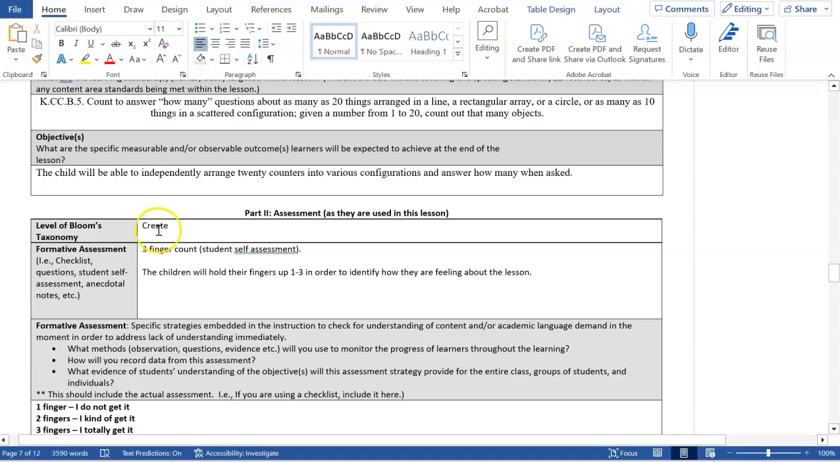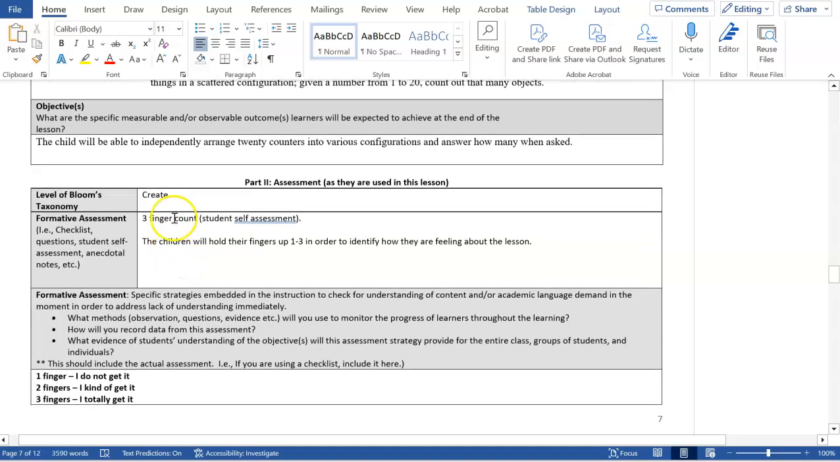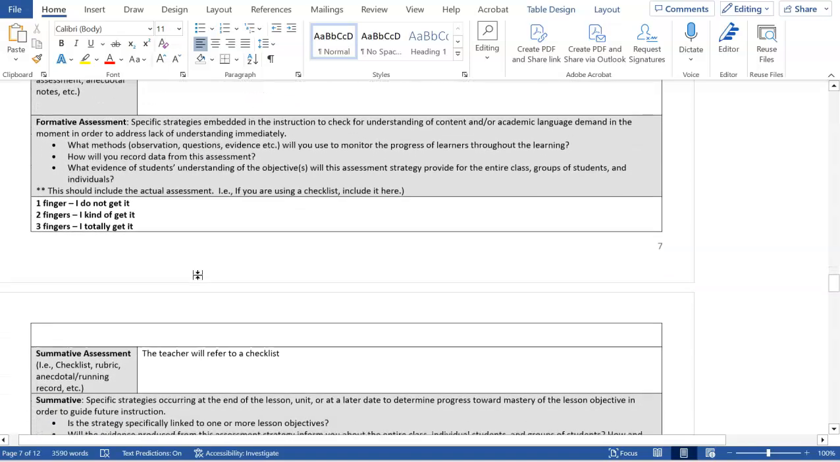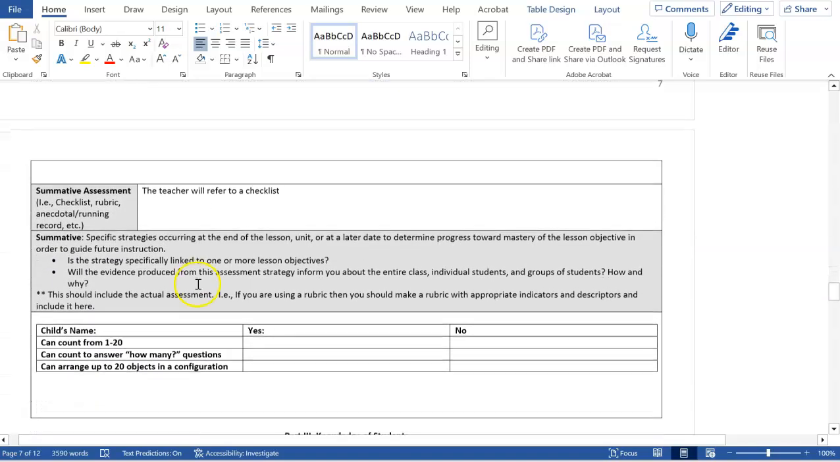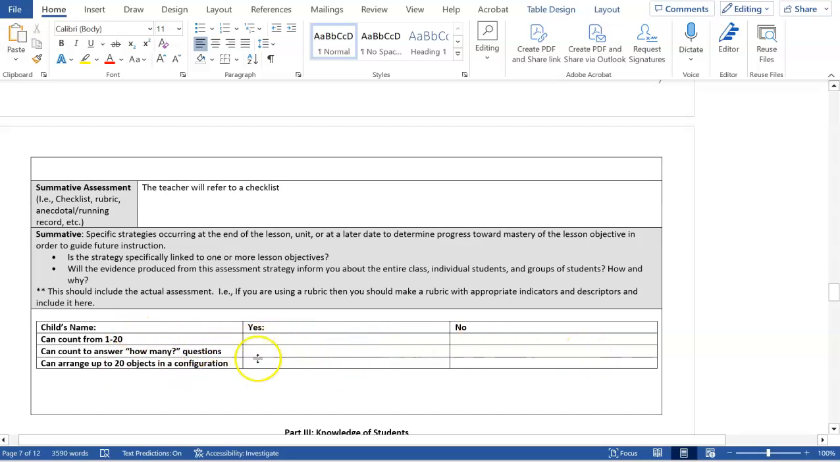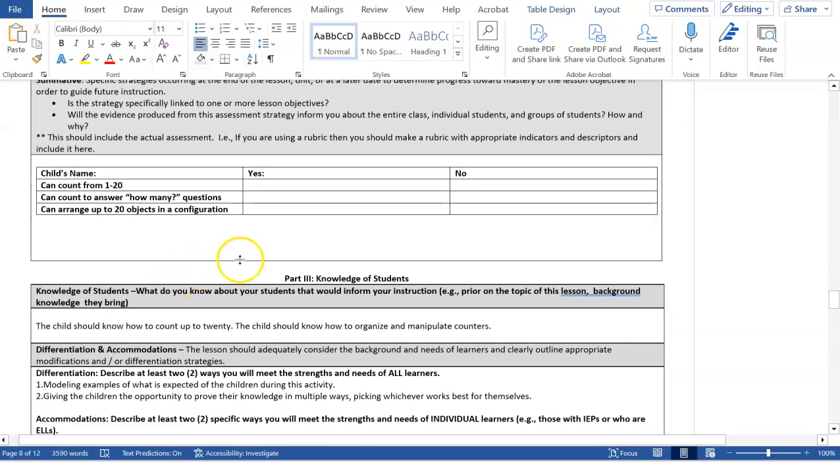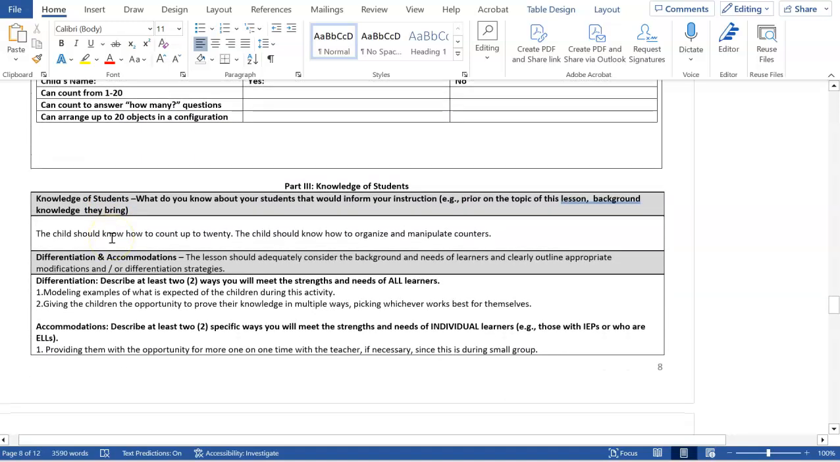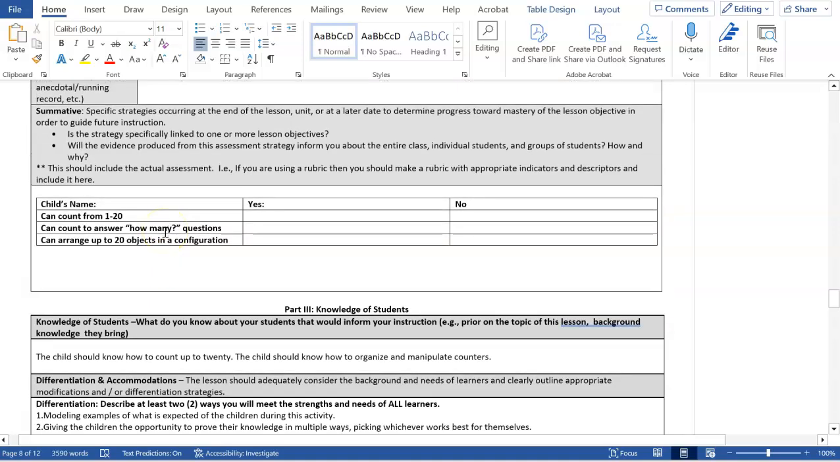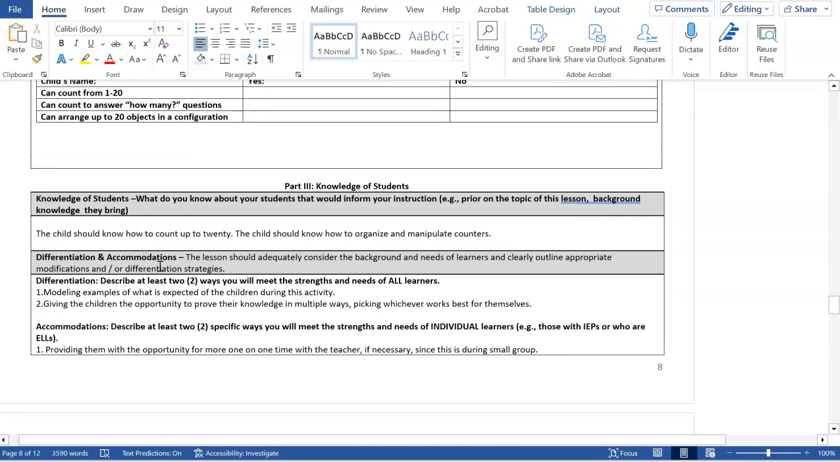She's talking about the students doing something at the create level of Bloom's. She's again using this 3-finger formative assessment. You can use the same formative assessment, but you certainly could use something else as well. She's also using a checklist, but you'll see that the checklist is different. Again, you can use the same assessment, or you can change it if it makes sense for your particular lesson. It should align with whatever your higher level objective is.